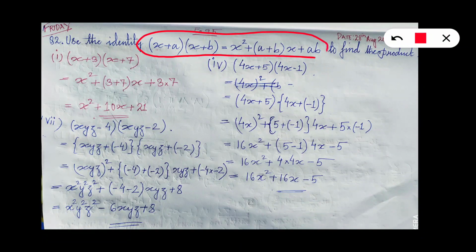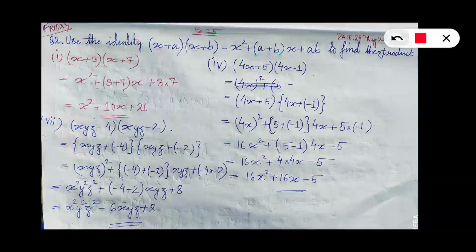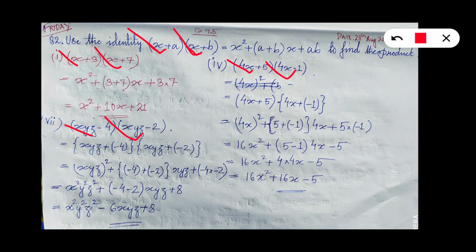Now how to identify in which problem we can implement this formula? How will we know it? We just have to check. See, in the formula the first term is the same. It's x here. It may be any number, but the first term of both should be the same. If you see here, the first is the same in both. If you see this one also, the first is the same in both. If you see this one, the first is the same in both. This is the condition where you can identify that this 4th formula is applicable.